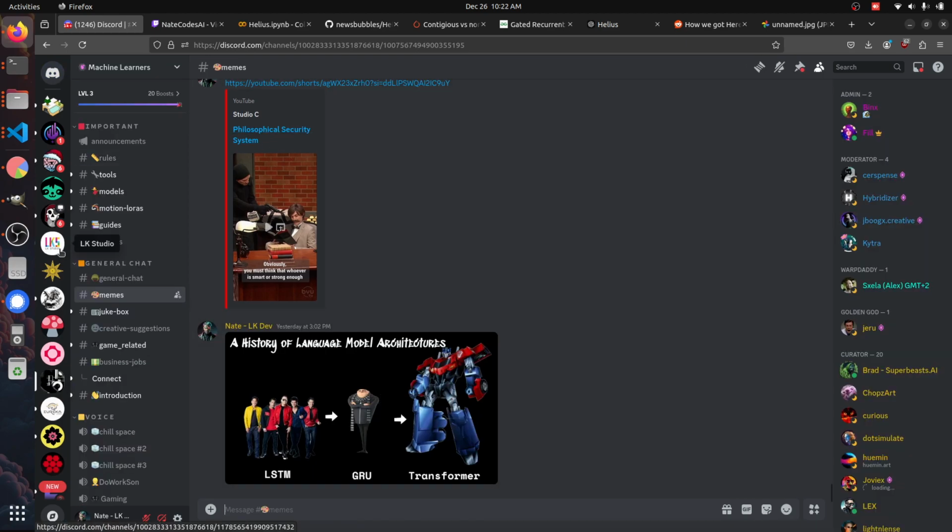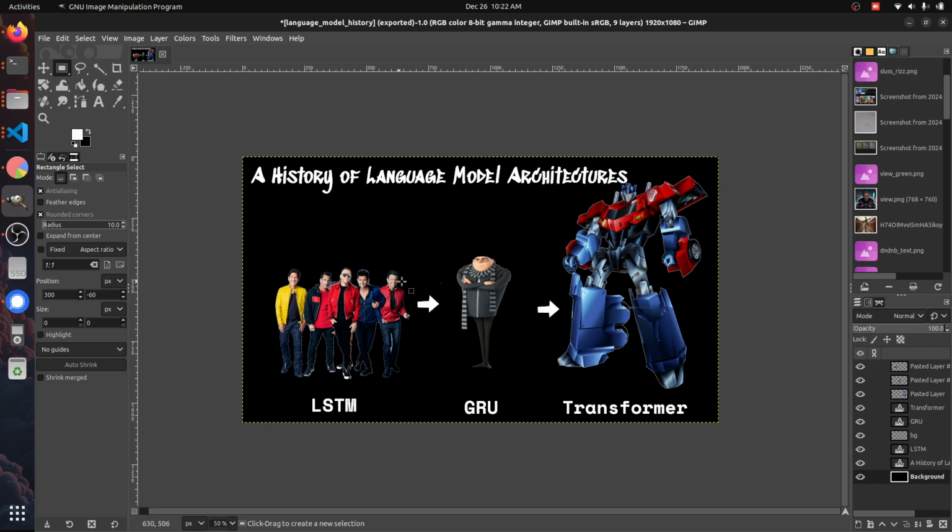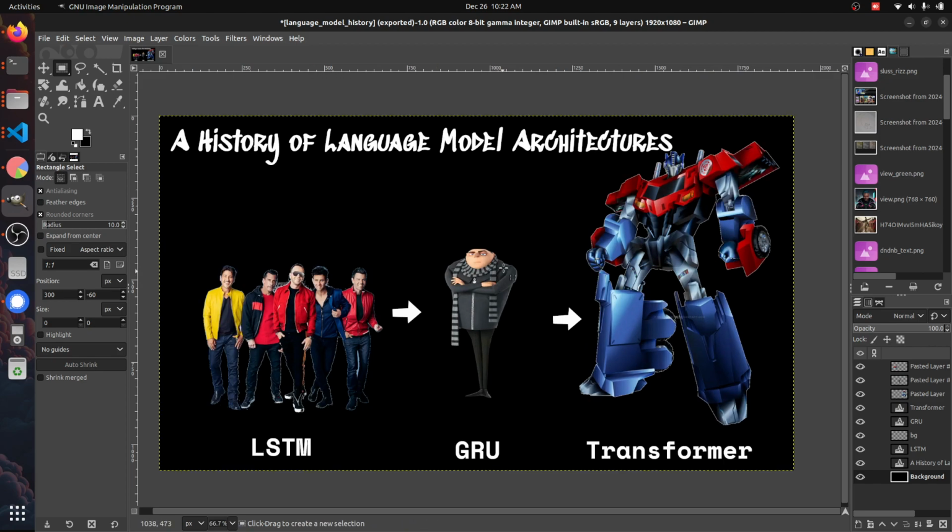Oh, this is one I put together yesterday. This is the history of language model architectures. So first you had NKOTB, otherwise known as LSTM, New Kids on the Block. Then you have GRU from My Favorite Villain, Gated Recurrent Unit, which we talked about in my last video.